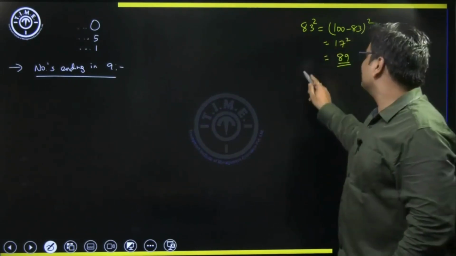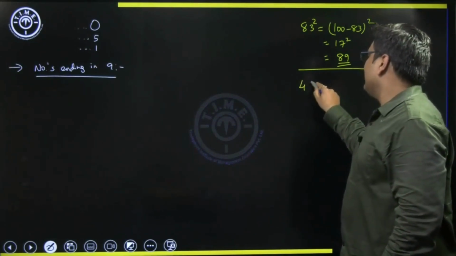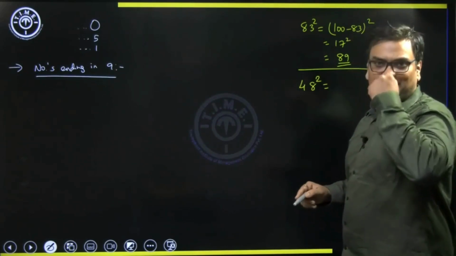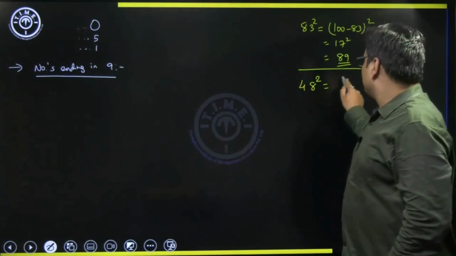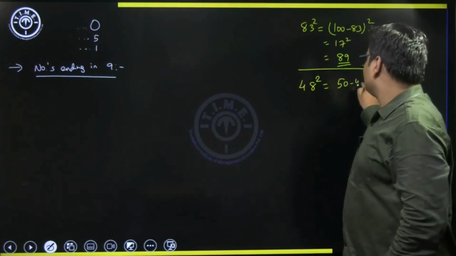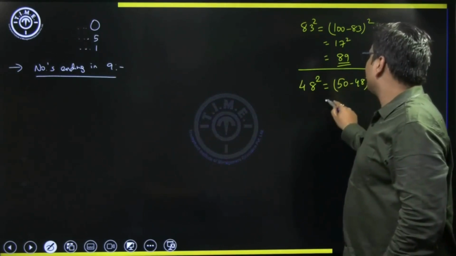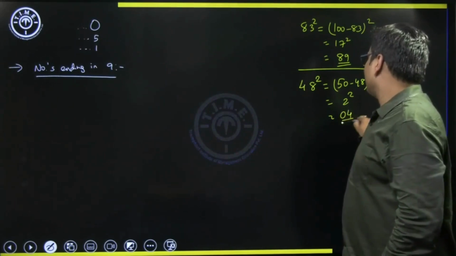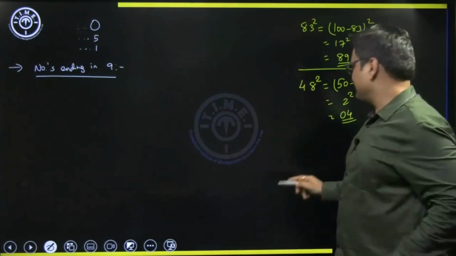Let's take one more example. Say I want to find out the last two digits of 48 square. So consider the closest multiple of 50, which is going to be 50 only. Take the difference, so 50 minus 48. The last two digits will be the same as the last two digits of 2 square, and 2 square last two digits is not 4 but 04. So 48 square is going to end with 04, we say.